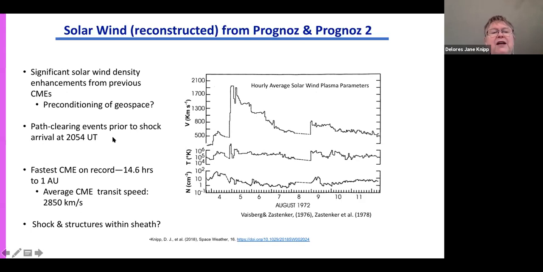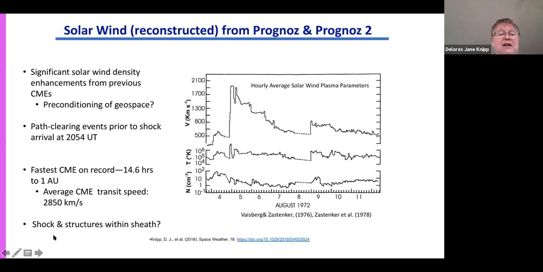We know that there had been numerous path clearing events, so that the CME that was generated at about 6 UT on the morning of the 4th of August actually got here, arrived, at least the shock ahead of it, got here in 14.6 hours with an average speed of just under 3,000 kilometers per second.